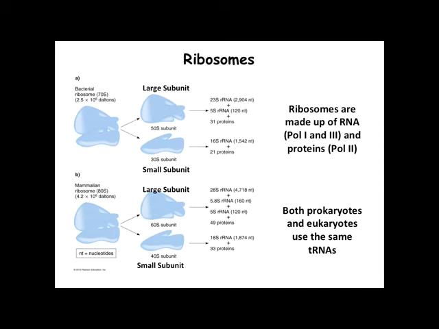So the RNAs that populate the ribosomes are transcribed by polymerase I and polymerase III in eukaryotes. And ribosomes are also made of proteins. Those are transcribed by polymerase II in eukaryotes. In prokaryotes, there's only one polymerase, so they're all transcribed by the same polymerase. So based upon that, let's think about what is the importance of this difference.